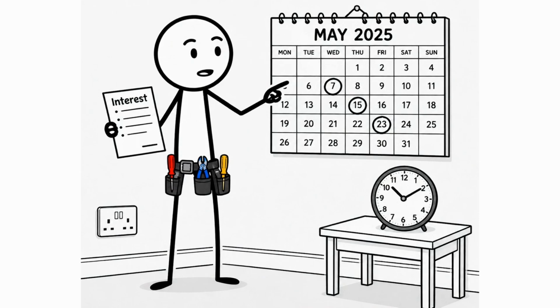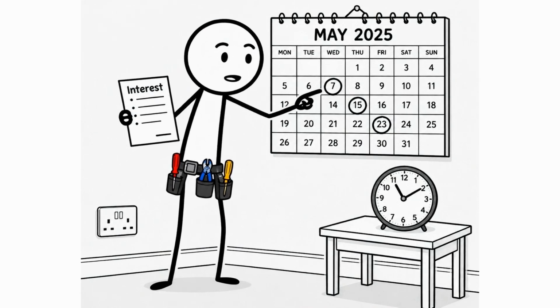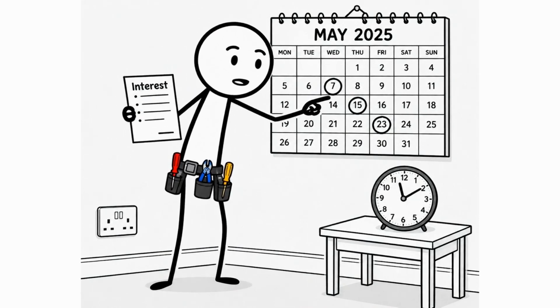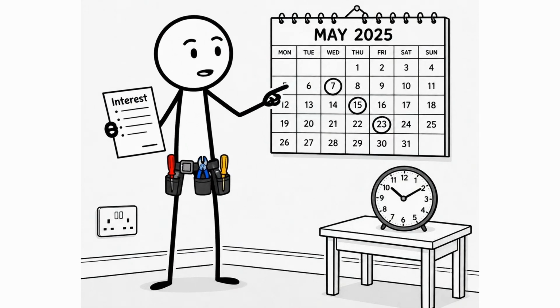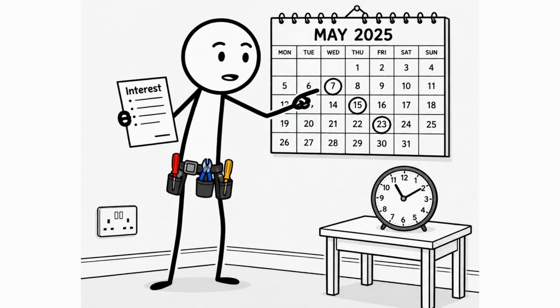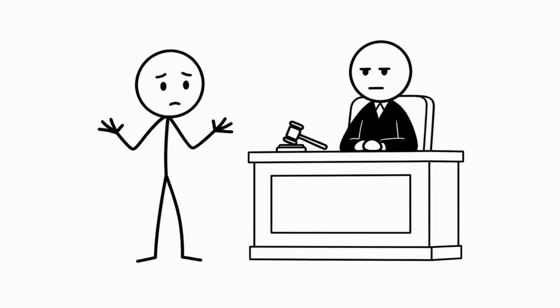Next, interest. If Adam's agreement with Bob included a term allowing interest on late payments, that can be added in line with that agreement. If there was no such term, interest may still be claimed under the law at a standard rate. This is usually calculated from the date the payment became overdue up to the date the claim is issued, and it can continue to run until judgment.